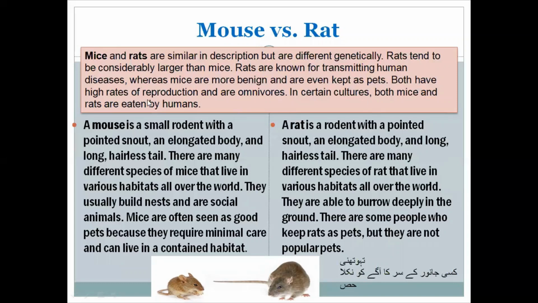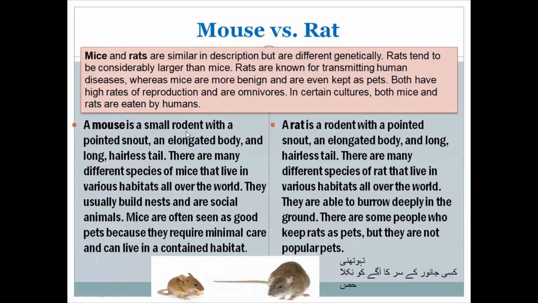So both have a higher rates of reproduction and are omnivorous, गोश्त खाते हैं, and in certain cultures both mice and rats are eaten by humans. So कहीं पे they are being directly taken or being eaten by the human being. So we'll go in more further details.